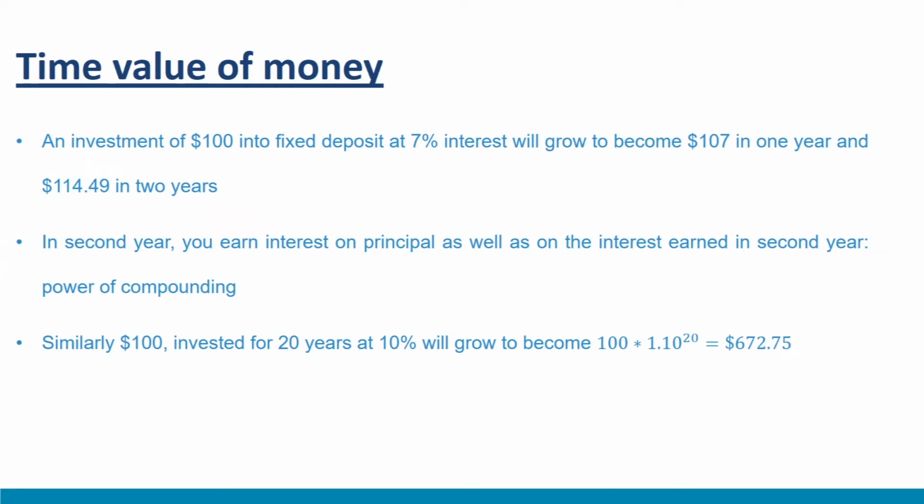Also, please notice that in the second year, you are earning interest on the principal amount as well as the $7 interest earned in the first year. Thus, your wealth grows in a manner called compounding. The interest earned through this process is called compounding interest. So, this will help us in defining the future value concept.